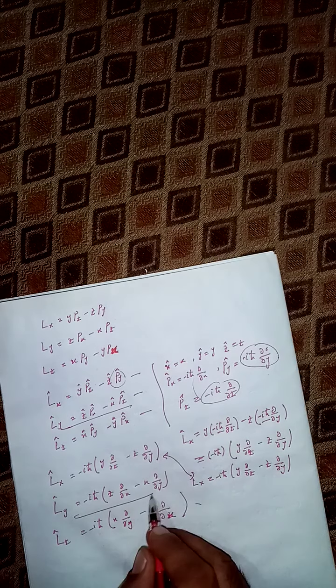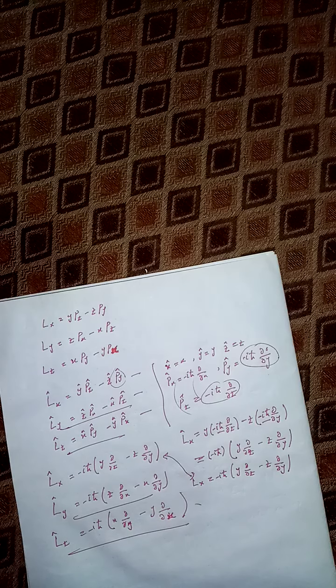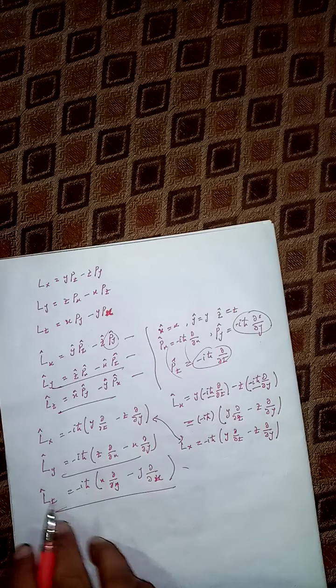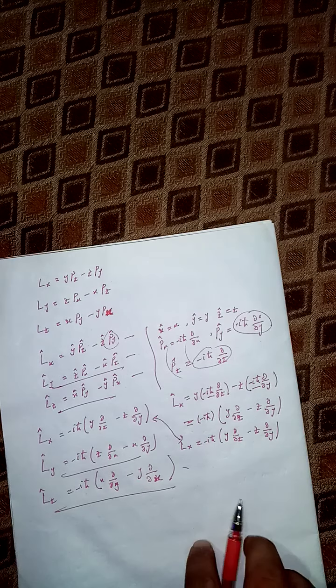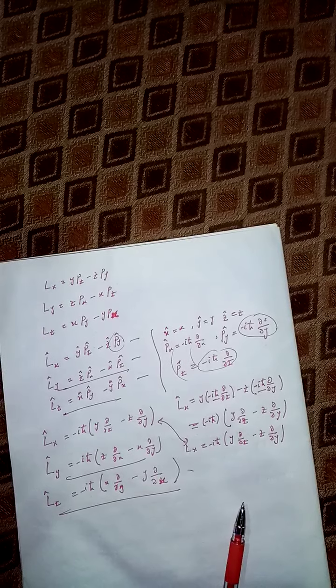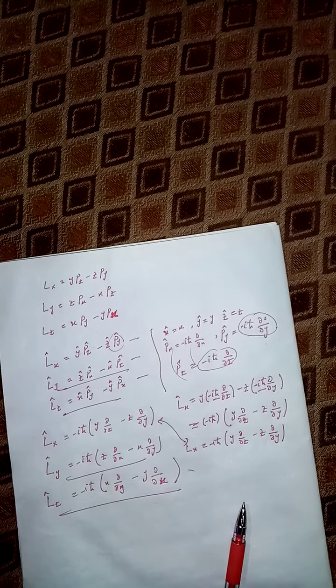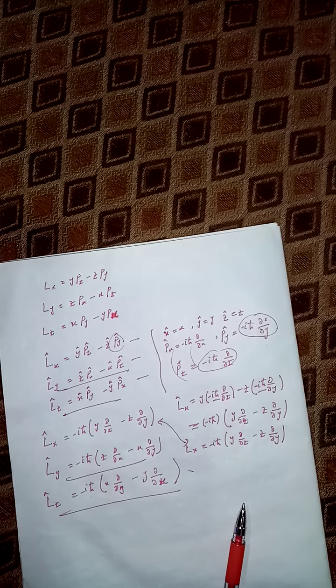Similarly, if we put these values in this relation, we get this one. If we put this value in this relation, we get this one. So these are the operators of angular momentum in x, y and z directions. This is all about operators of physical quantities. In the next videos we will discuss a few problems, and then we will move to the Schrodinger equation. Thank you.